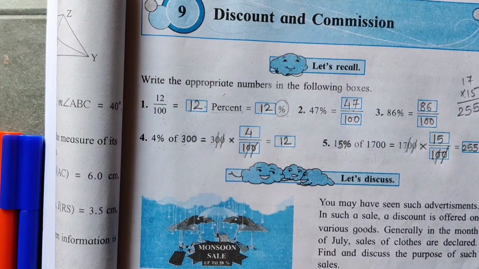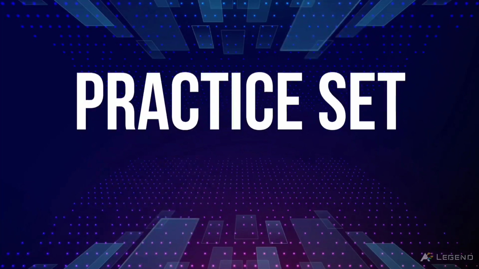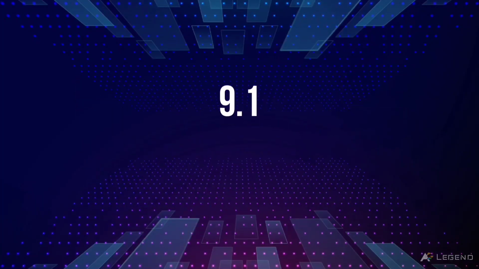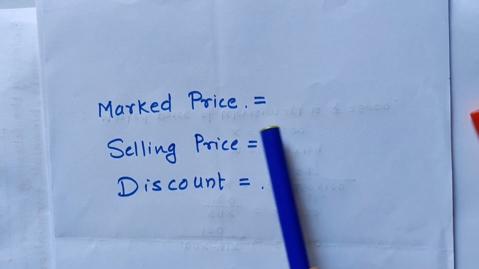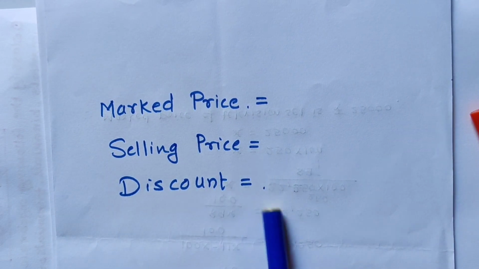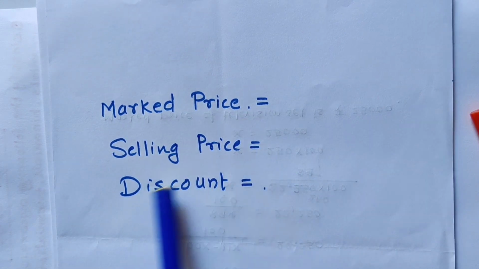So let us see the meaning of these three words which we are going to use for solving practice set 9.1. So let's start practice set 9.1. Children, before actually solving the sums from practice set 9.1, let us first see the meaning of these three terms. You should know the meaning of these three terms, then only it will be easy to solve the sums from practice set 9.1. So three terms are marked price, selling price and discount.